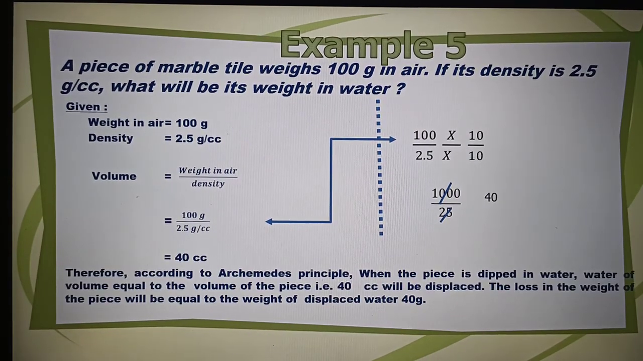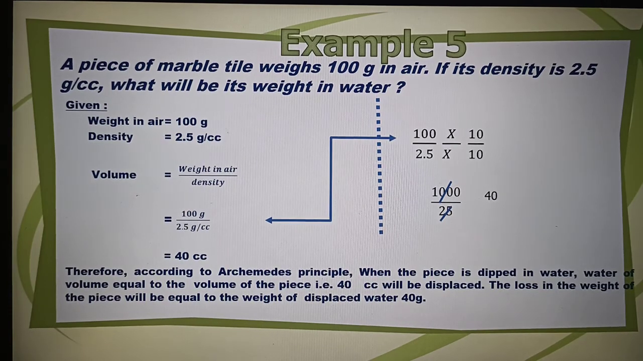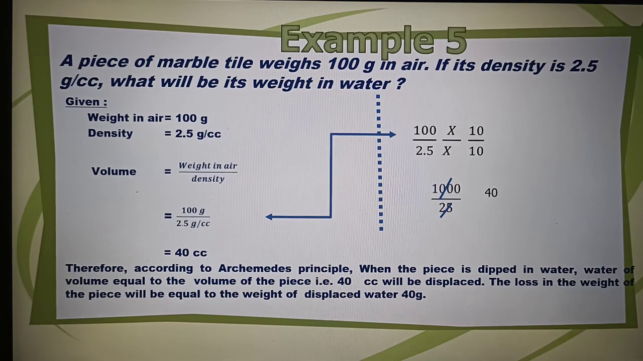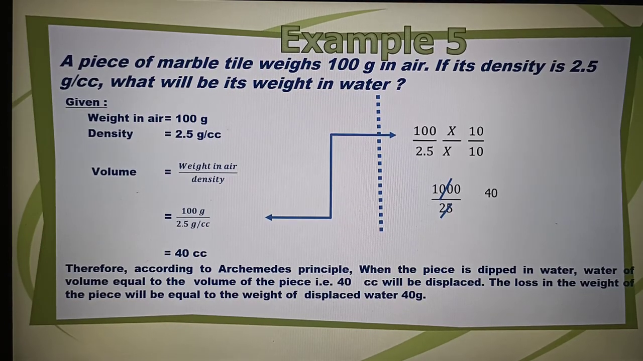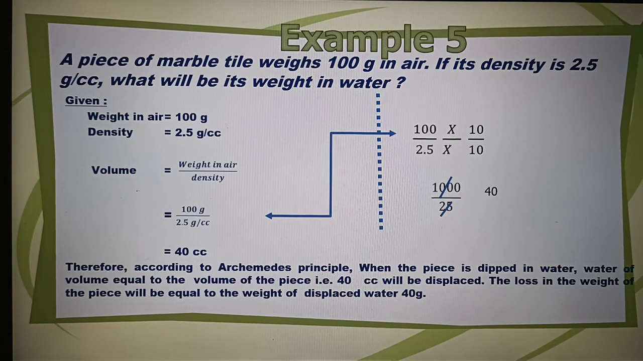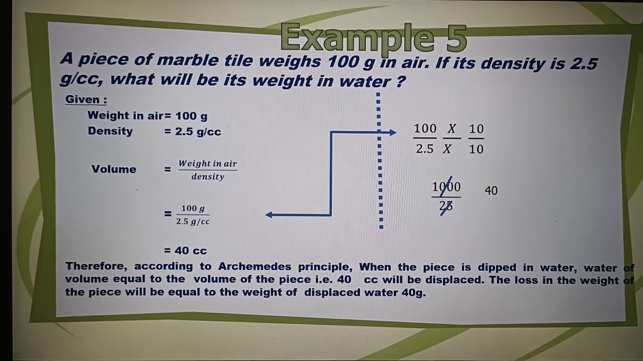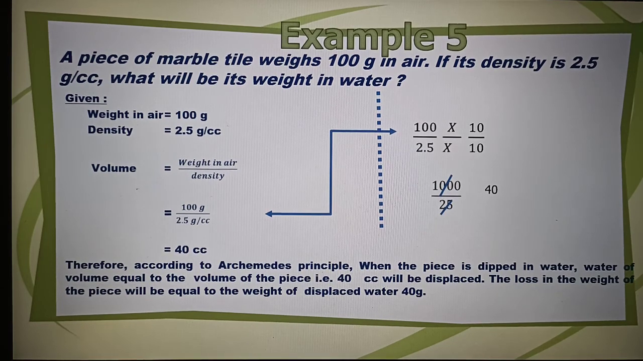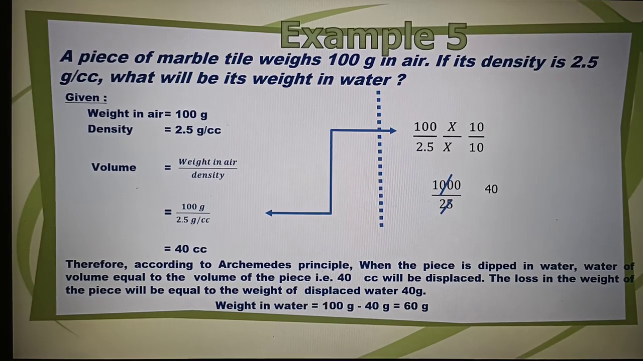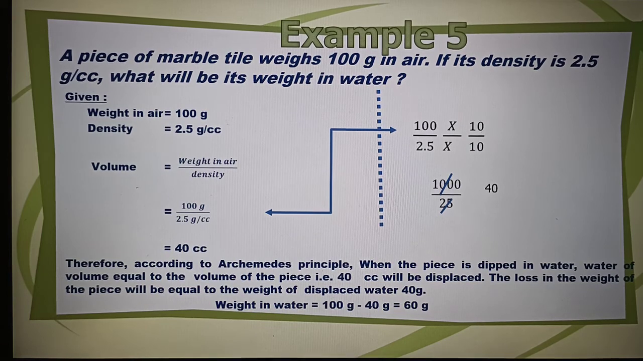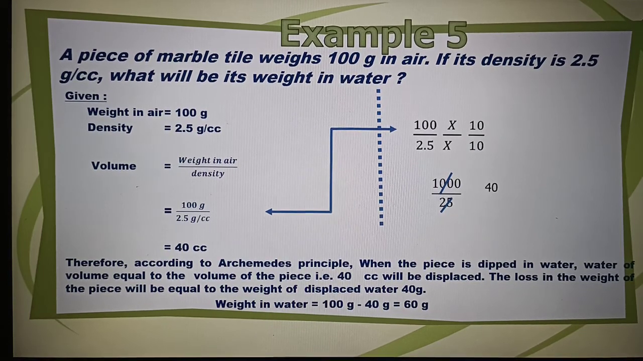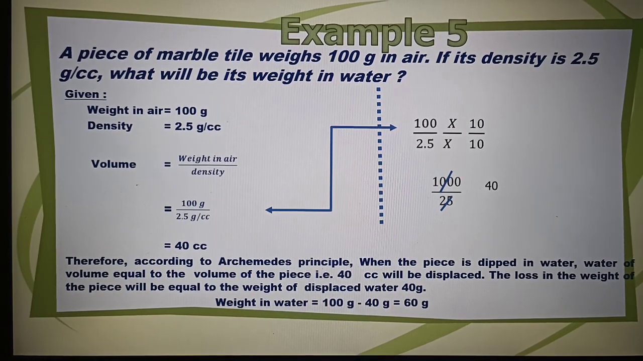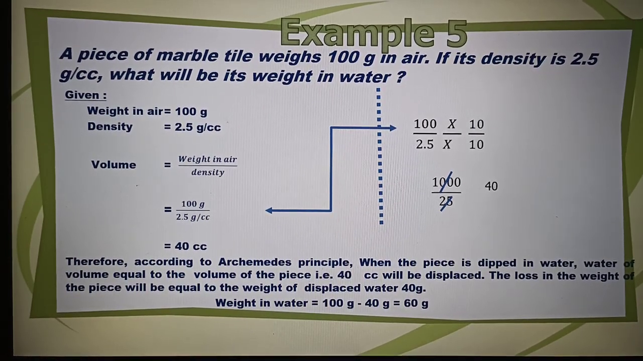Therefore, according to the Archimedes principle, when the piece is dipped in water, water of volume equal to the volume of the piece, that is 40 cc, will be displaced. The loss in the weight of the piece will be equal to the weight of displaced water, 40 gram. Therefore, weight in water is equal to, in air we are having 100 gram, and the loss is 40 gram. So when we subtract these two numbers, 100 gram minus 40 gram, we got the answer 60 gram.